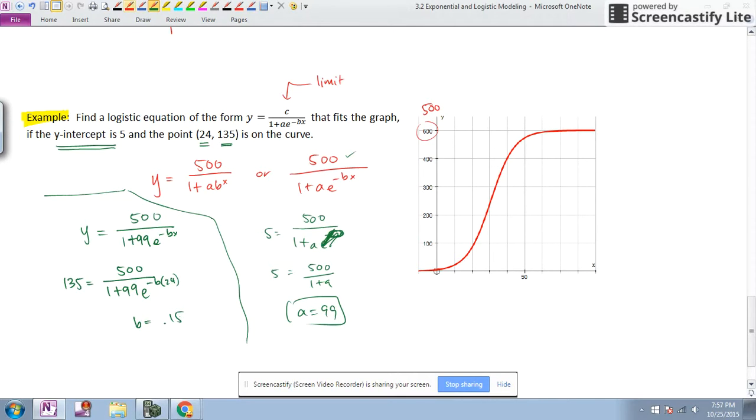I can finally say to everyone, y equals 500 over 1 plus 99, Euler's number to the negative 0.15x. That equation is the equation that models this situation. So it's got its limit to growth on top. It's got its constant, or the b value that it has to create it. And if you graph that, you get this beautiful curve. That's how I made the curve on the right side.